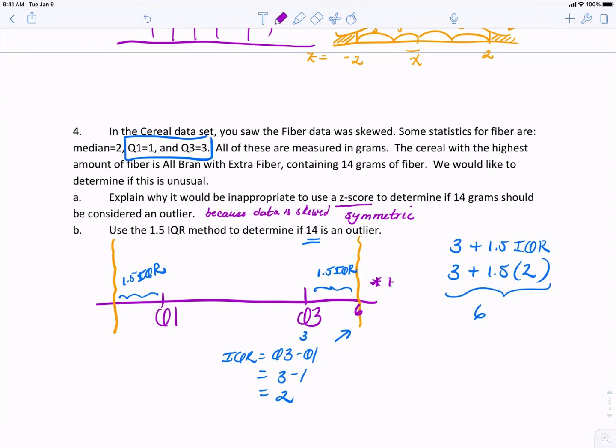So anything out here is going to be considered unusually high. Notice that 14 is greater than 6. 14 is out here in the region we would be considering unusually high. And so the answer to this is yes, we should consider it an outlier.